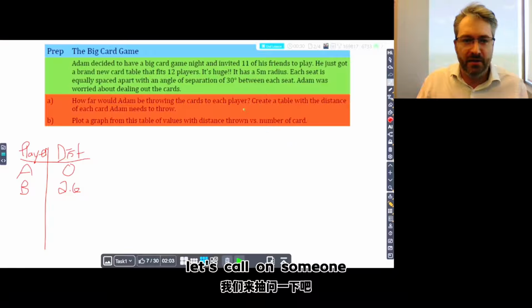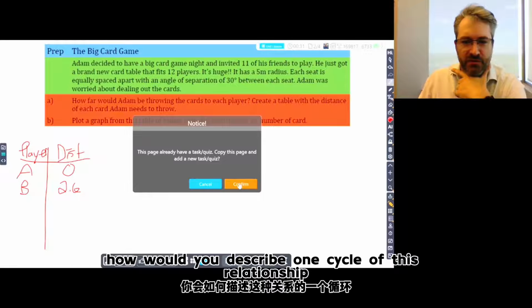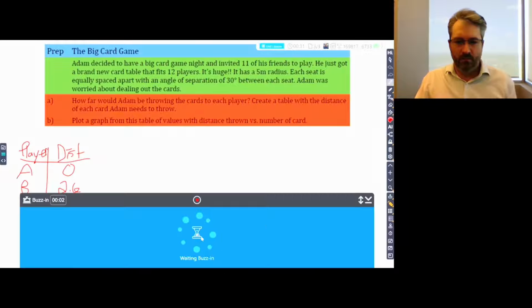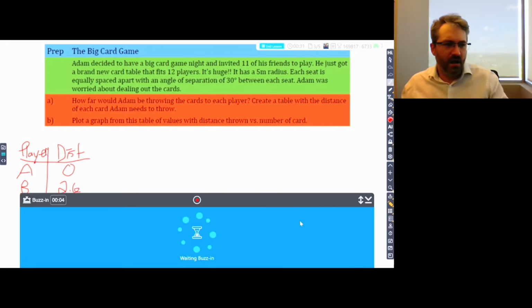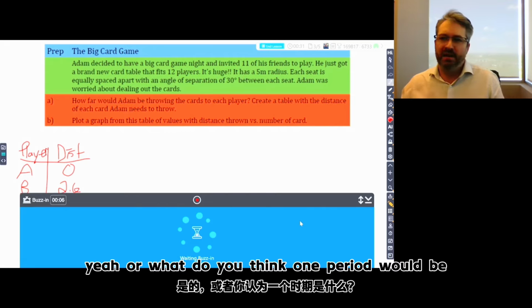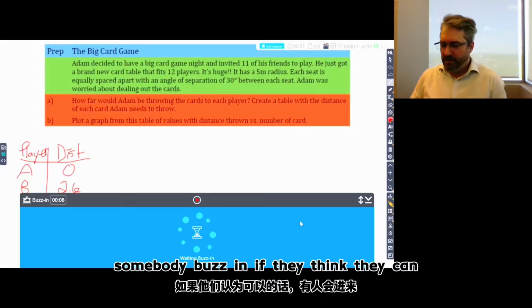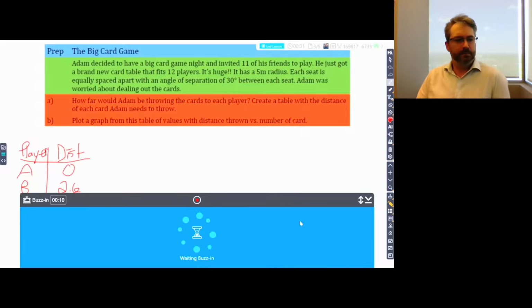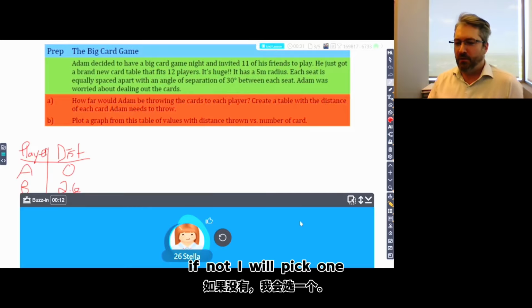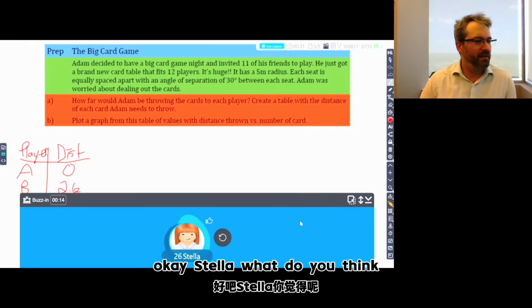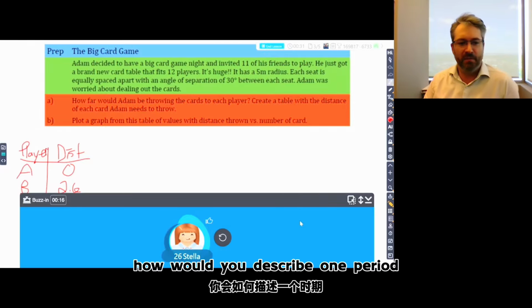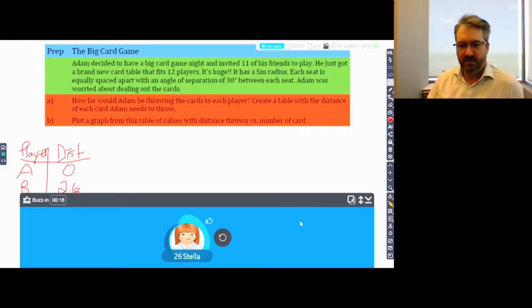Let's call on someone. How would you describe one cycle of this relationship, this function? In one word? Yeah, or what you think one period would be. Just describe one period. Somebody buzz in if they think they can. If not, I will pick one of you. Okay, Stella, what do you think? How would you describe one period? 0 to 12 would be one period.